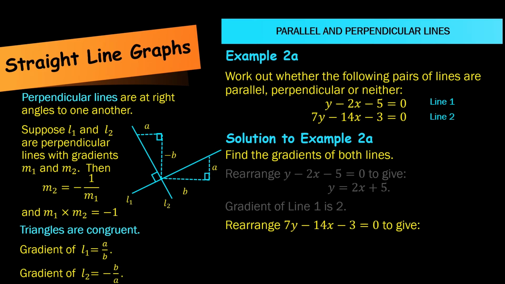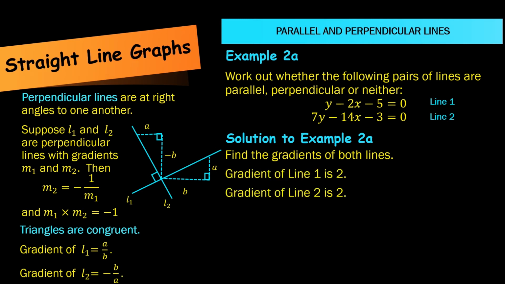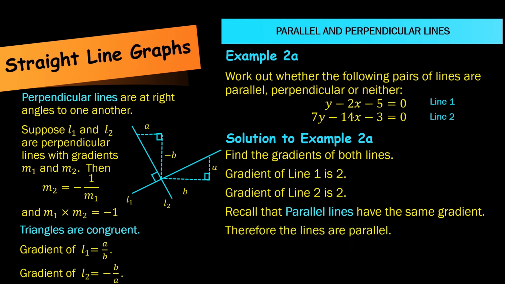Similarly, we're going to rearrange line 2 so that the y is isolated on the left-hand side. We're going to add 14x plus 3 and divide through by 7 to give that y is equal to 2x plus 3 over 7. The gradient of line 2 is therefore also 2. Since the gradient of line 1 is 2 and the gradient of line 2 is 2, and since parallel lines have the same gradient, we can therefore deduce that the lines are parallel.